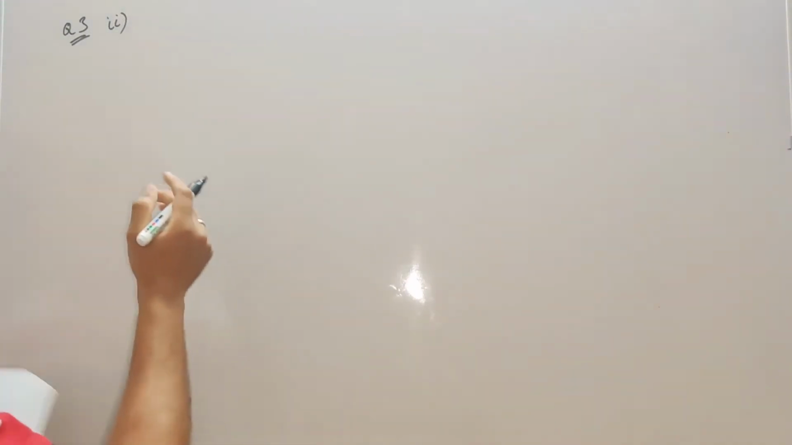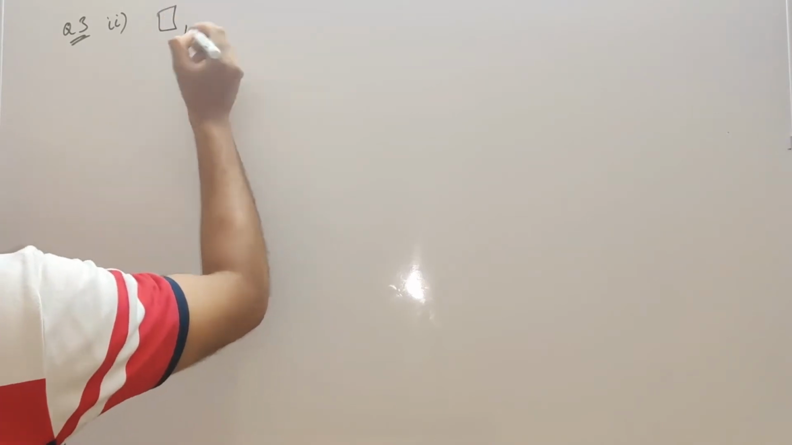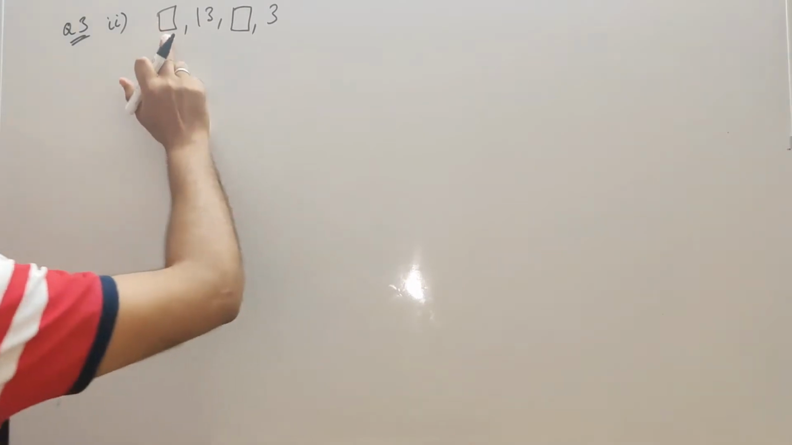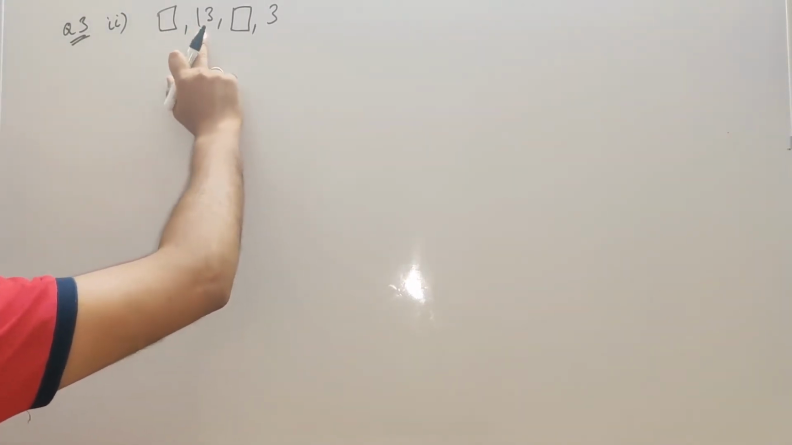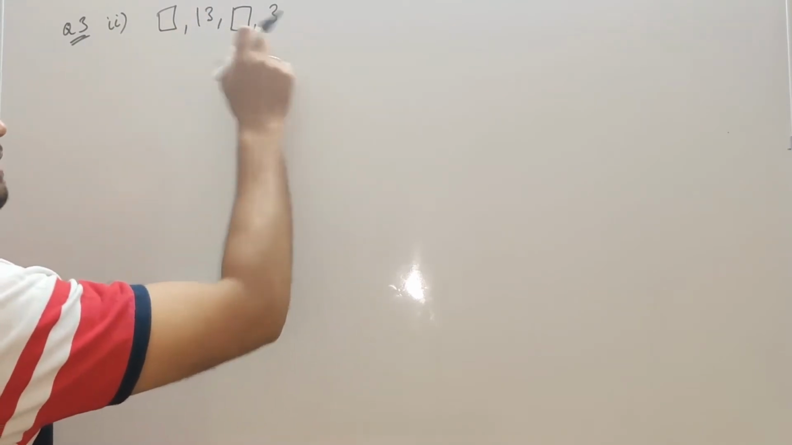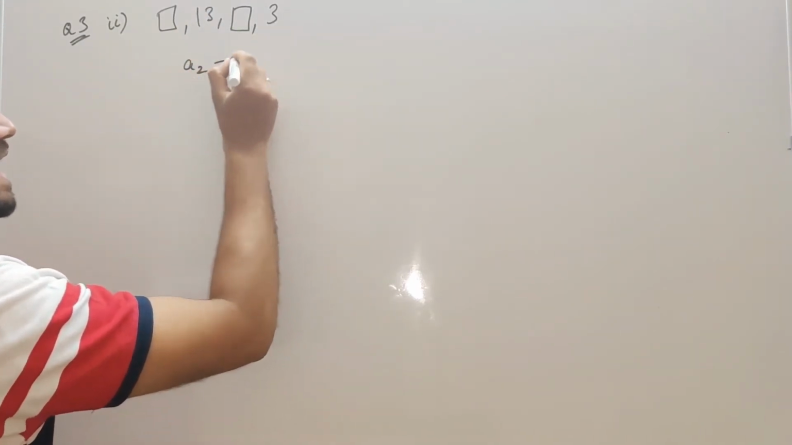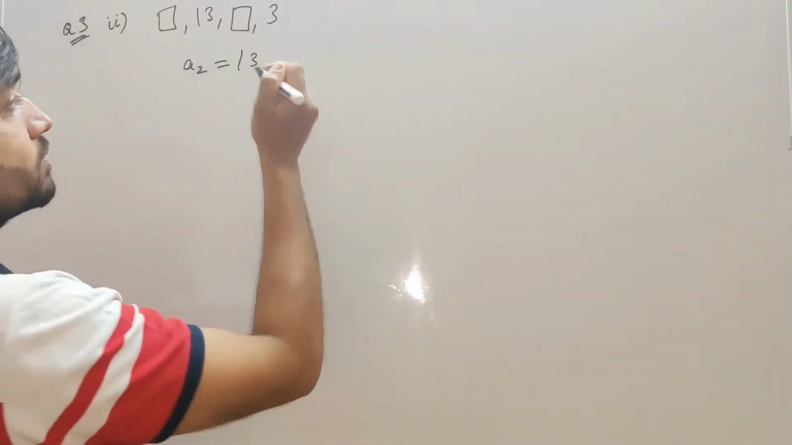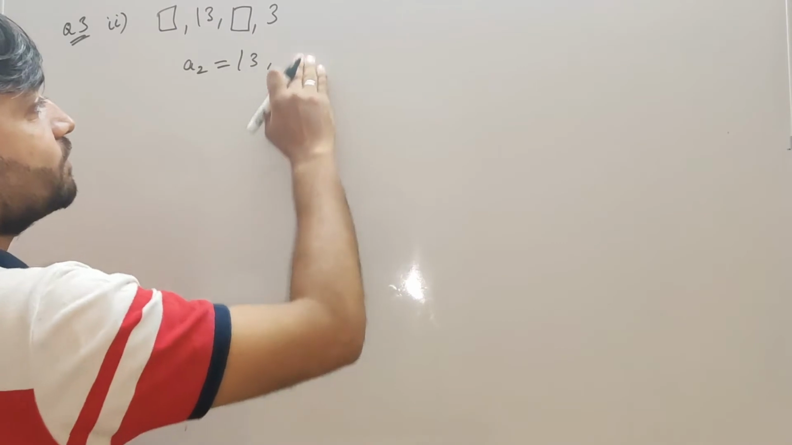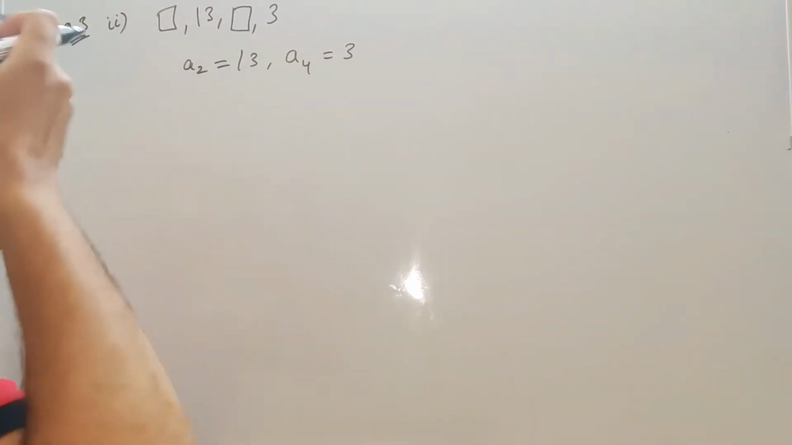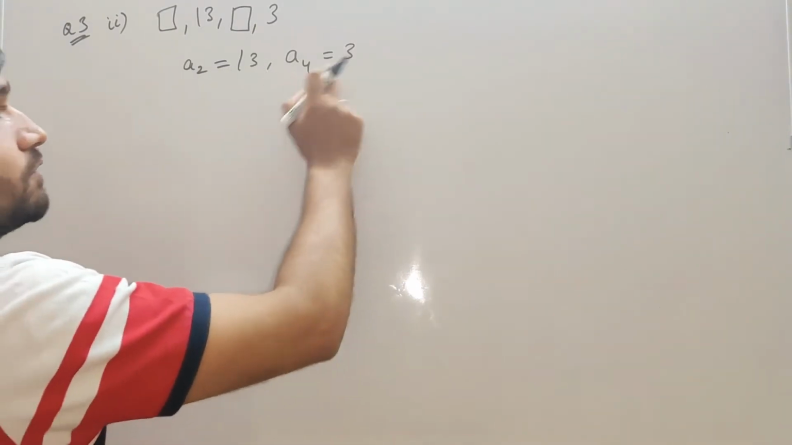Okay, so question 3, part 2. It's box, 13, box, 3. So here, the first term is unknown, the second term is known, the third term is unknown, the fourth term is known. So what we know is the second term and the fourth term. The second term, A2, is known. 1, 2, 3, 4, this is the fourth term. So I write it as A4, which is given as 3.